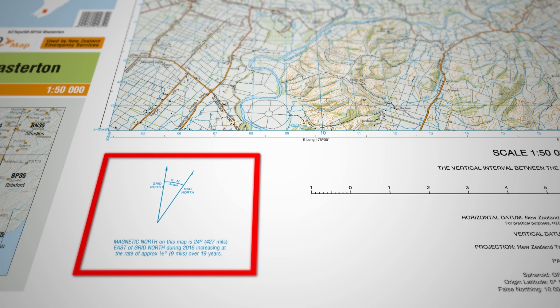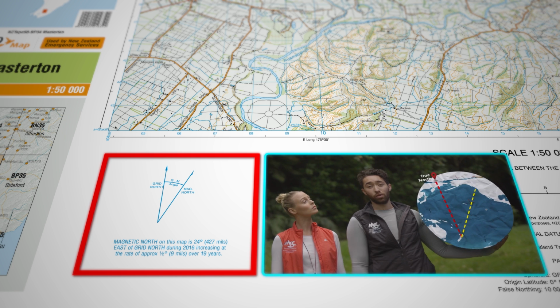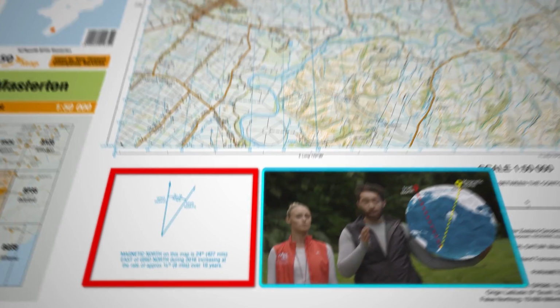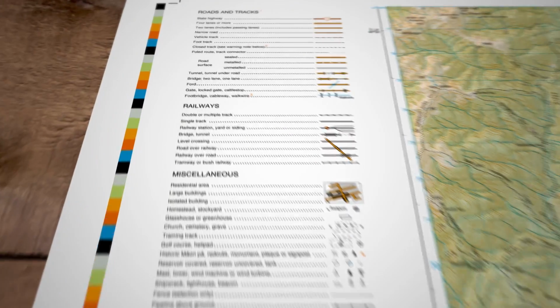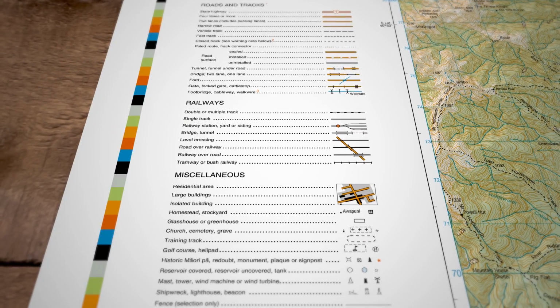This helps you adjust for the difference between true north and magnetic north. There's more on this in our How to Use a Compass video. For now, just remember that north on your map is at the top and south is at the bottom. That makes the right-hand side east and the left hand west. You'll know which way is up because all of the words will be up the right way.